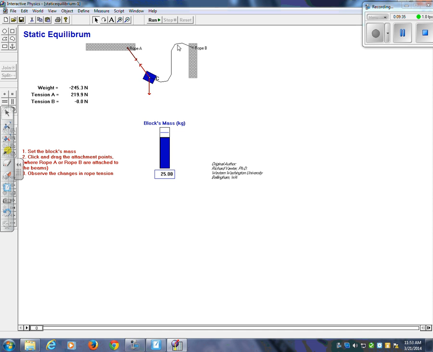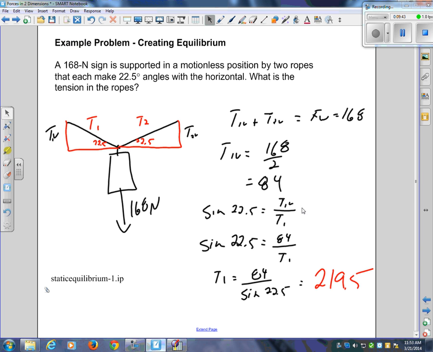Well, because it's all loosey-goosey, right? Which is why the tension is... Why did you divide by 2? Why do I divide by 2? Because I've got T1V and T2V each balancing the 168. So T1V only has to balance 84. So I got 84 here and 84 here. Oh.